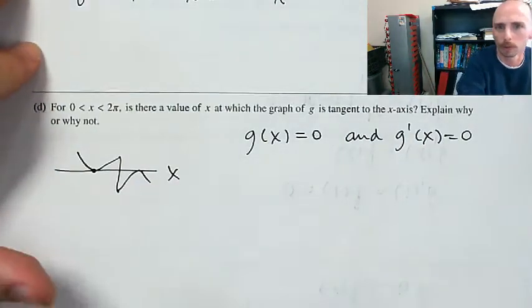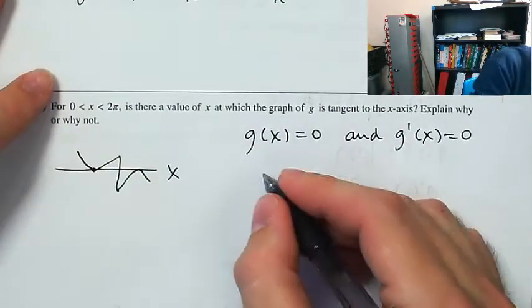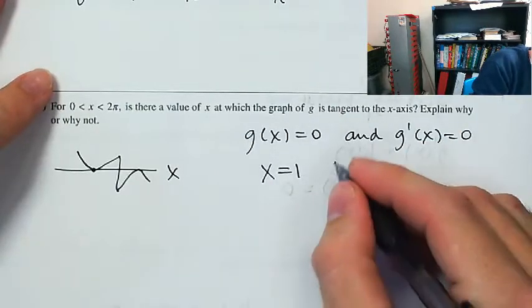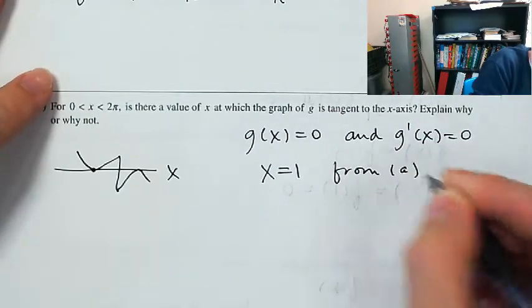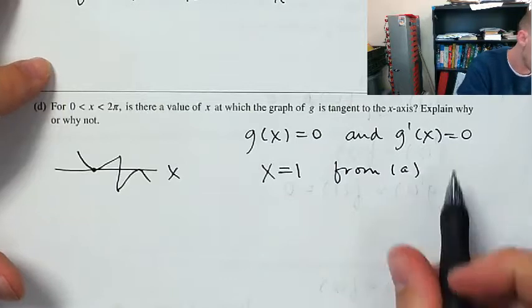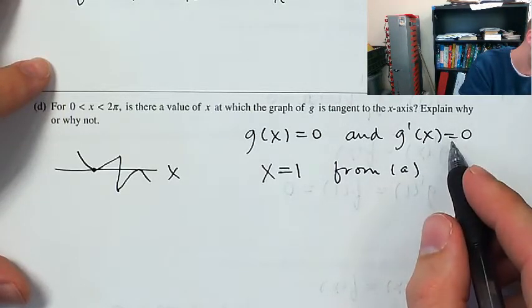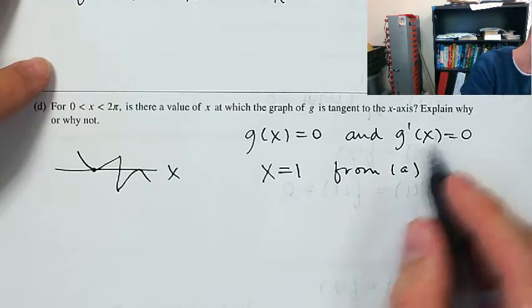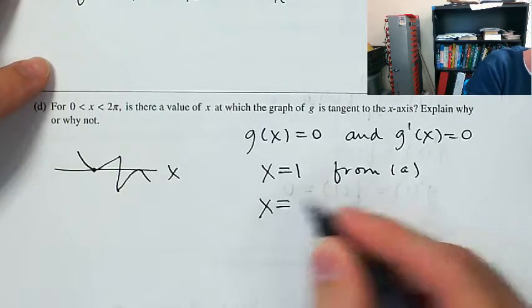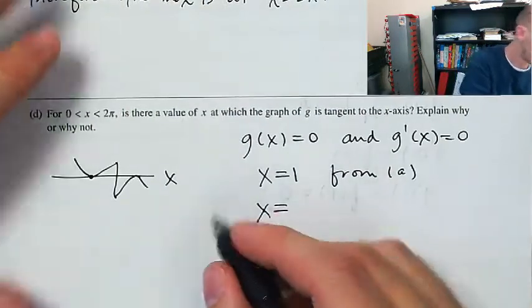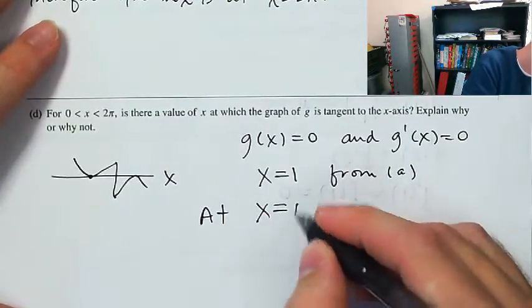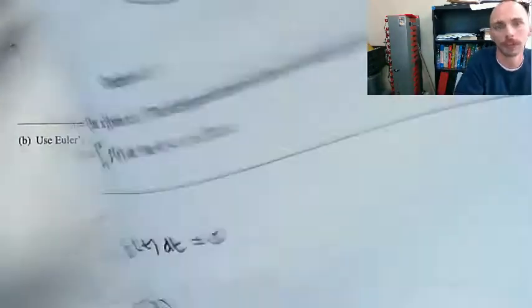Well, yeah, we already found one of those points. It was in part A, right? And so that was x equals 1 from part A. Let's make sure there's no other places where this happens. g prime is equal to 0, x equals 1 from A. Well, let's just think about, at x equals pi, that's the other place where g prime, which is f, is equal to 0.